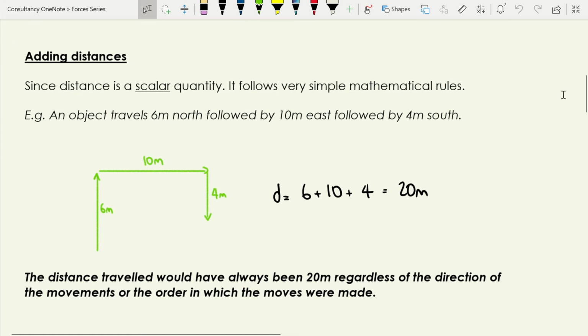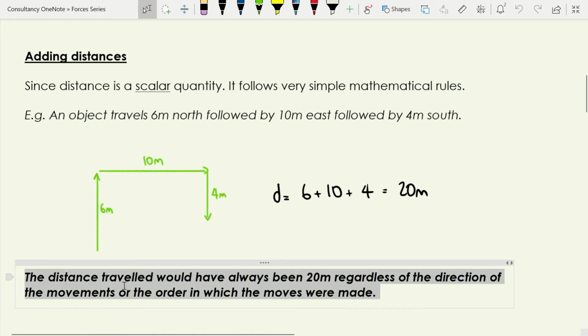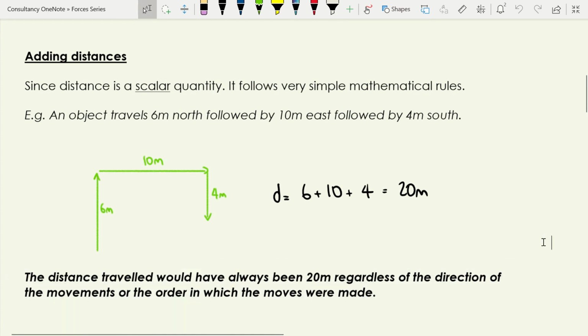So let's say we have an object and it travels 6 meters north, it goes 10 meters east, and then 4 meters south, like you can see in this diagram here. So if we want to work out how far that object has traveled, it's easy. We just do 6 plus 10 plus 4, which gives us 20 meters. So what it says at the bottom here is the distance traveled would always have been 20 meters regardless of the direction of the movement.